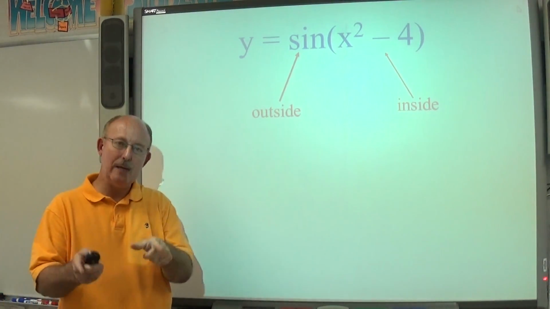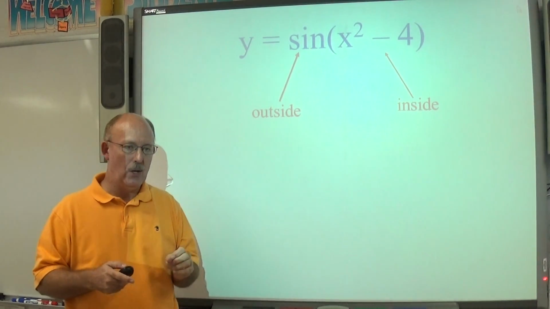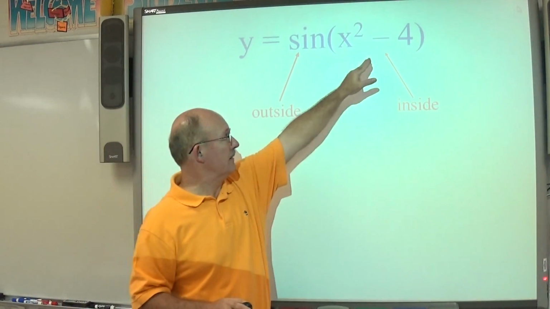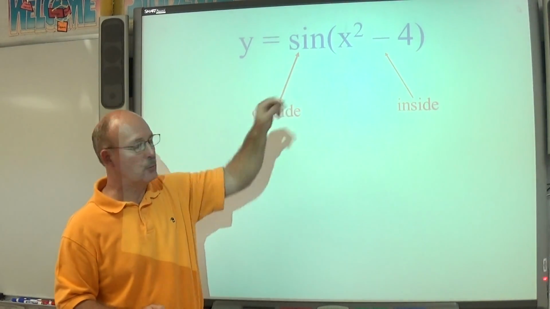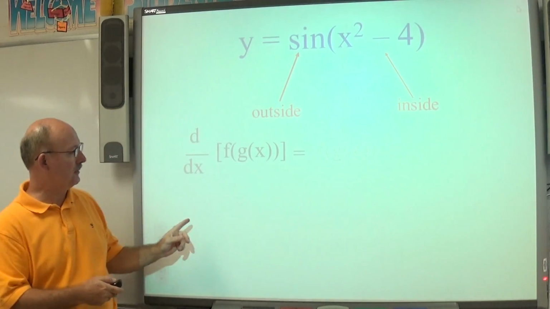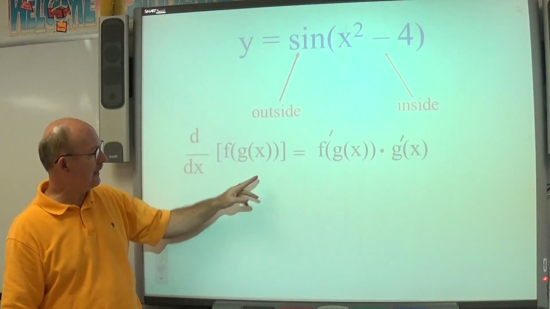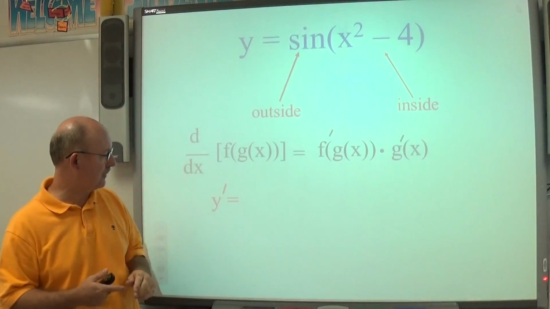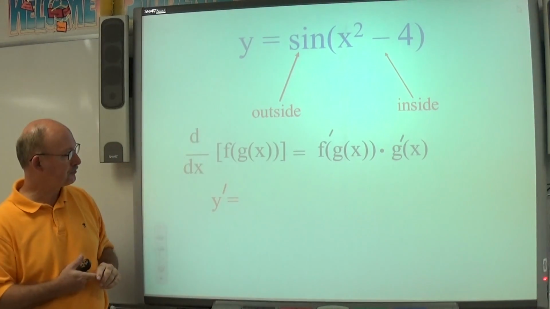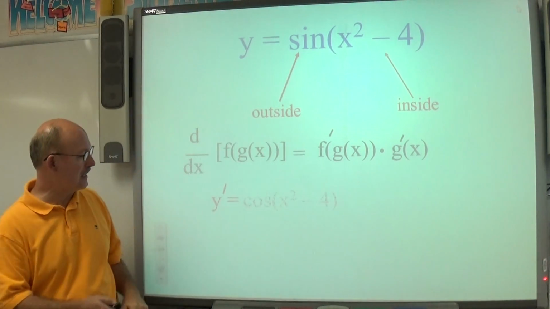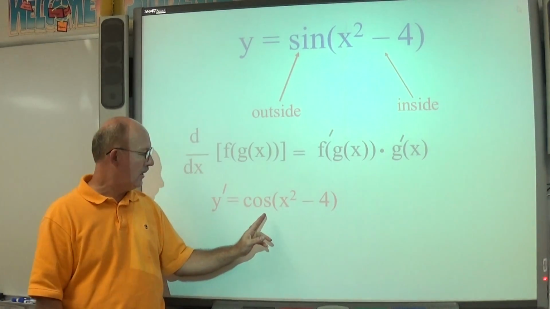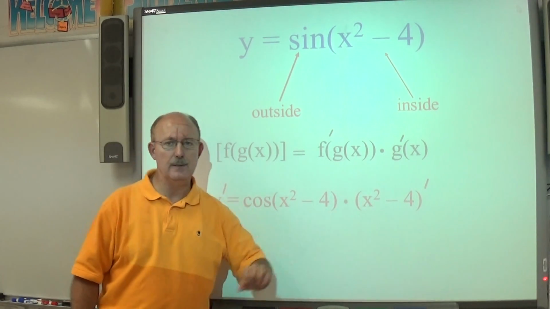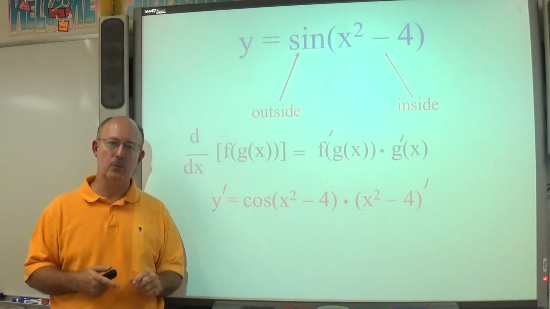When we take the derivative now, using the chain rule, we're going to take the derivative of the outside. The derivative of sine is cosine. You leave the inside the way it is, you bring the inside down, times the derivative of the inside. So it goes like this. Once again, the derivative of f of g of x is the derivative of the outside, leave the inside the way it is, times the derivative of the inside. Remember the derivative of sine is cosine, so cosine of x squared minus 4. You take the derivative of the outside part, bring the inside down, times the derivative of the inside. This is the way our derivative will go.